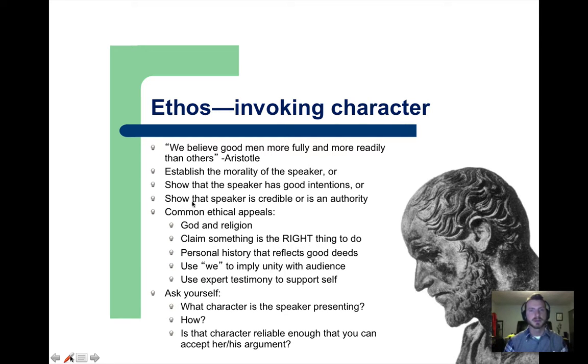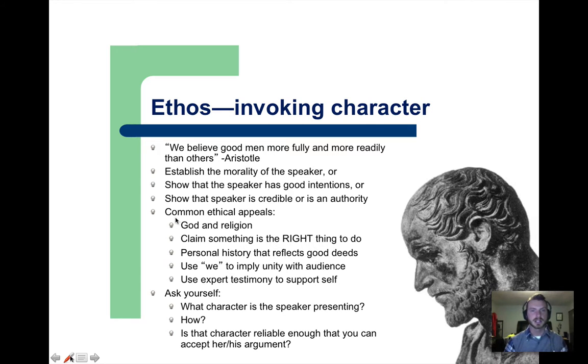So some things that you might want to reference in your own document would be God or religion, claiming that something is the right thing to do. If you have any history that reflects good deeds, using we to imply that you are including everyone and not just yourself, so this is not a selfish endeavor. And if you want to use expert testimony to support your ideas.